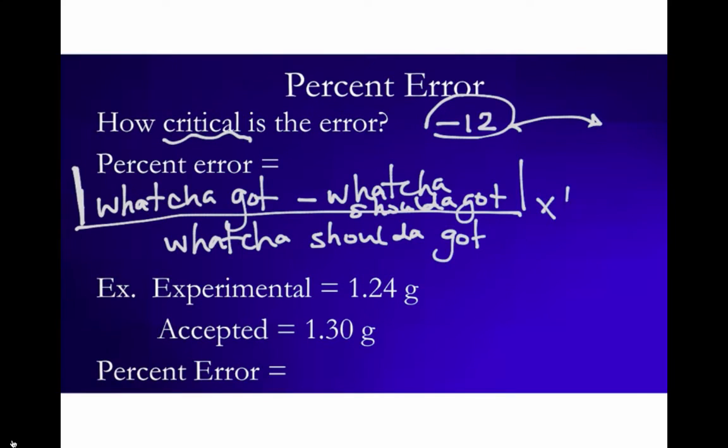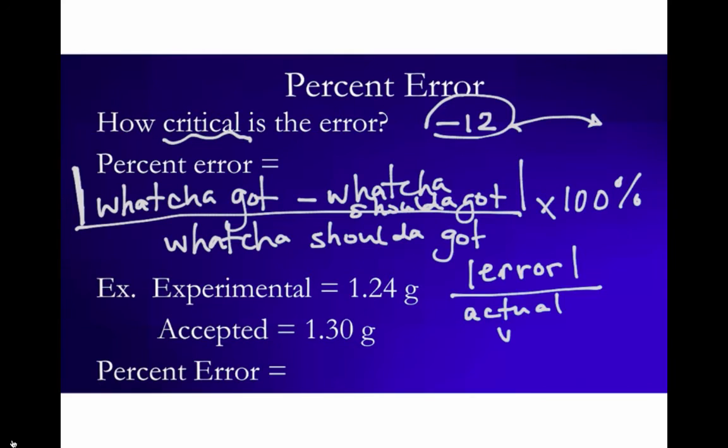So the scientific way is going to be like this. You take the absolute value of your error and divide it by the actual value of what it should be, like so. And then, of course, to turn a decimal into a percent, you can multiply by 100, or you can just move the decimal twice. So let's work some of this through.